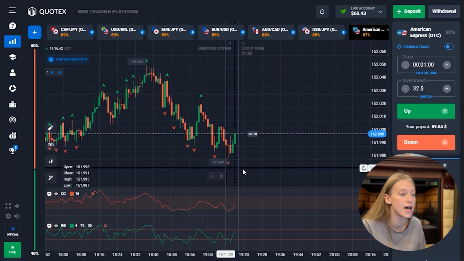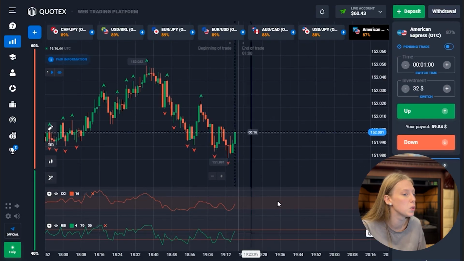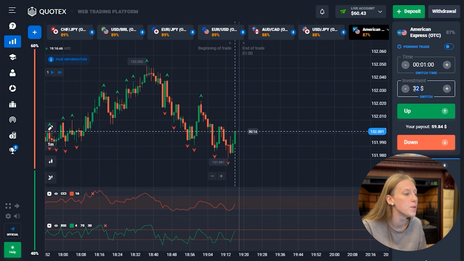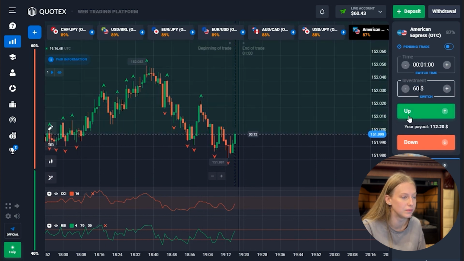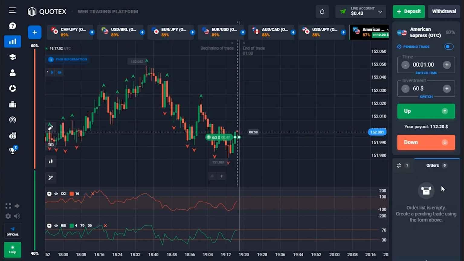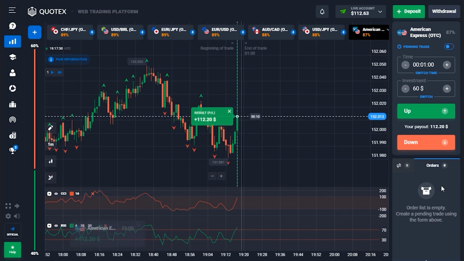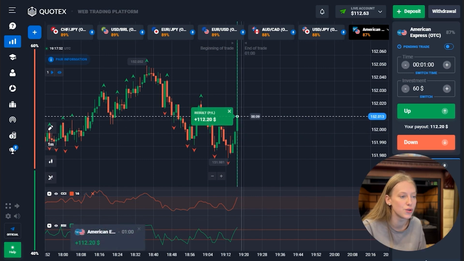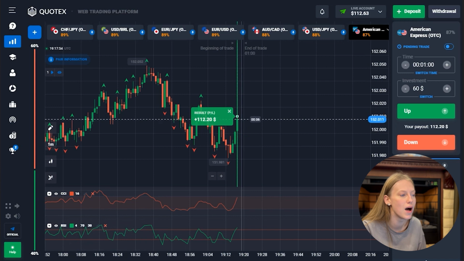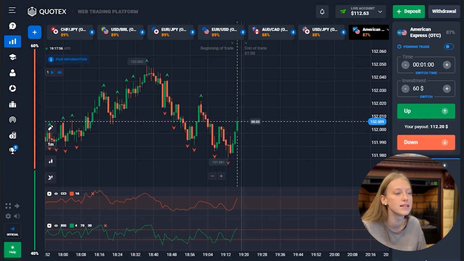At the moment, the RSI and CCI indicators are pointing up. Another additional signal is the lower fractal, which is located below the candles. I open the trade for 1 minute. Excellent result! I think you've already noticed that this 1-minute strategy for beginners doesn't only work with currency pairs.